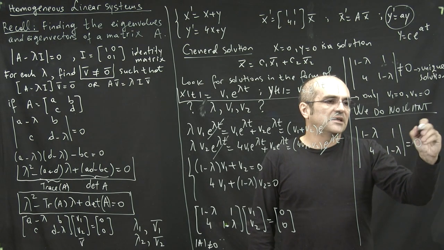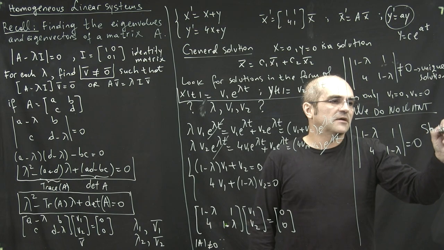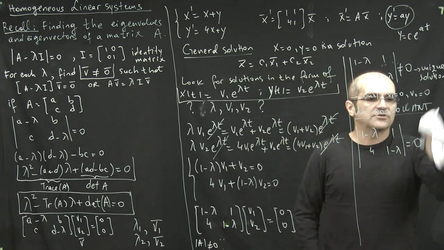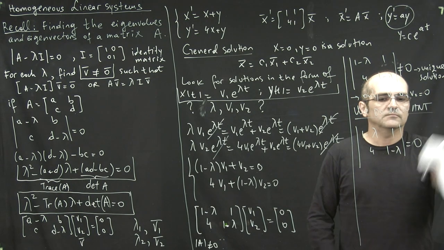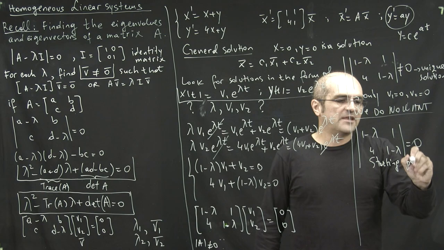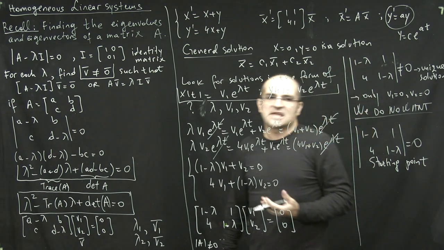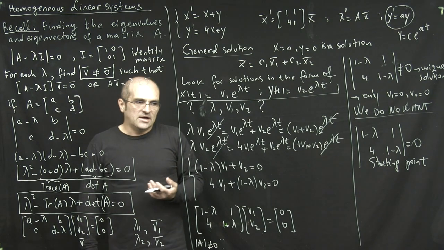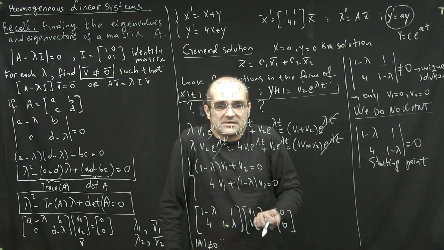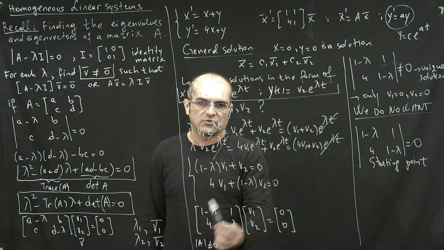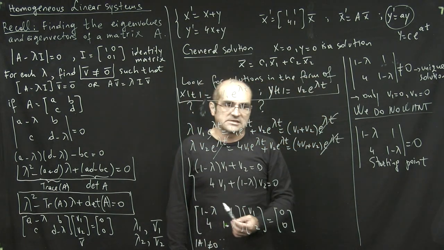So that is the starting point in finding eigenvalues and eigenvectors, but it's also the starting point in our context in finding a solution of the differential system. The reason we do this is because we're looking for non-zero solutions eventually of this system.